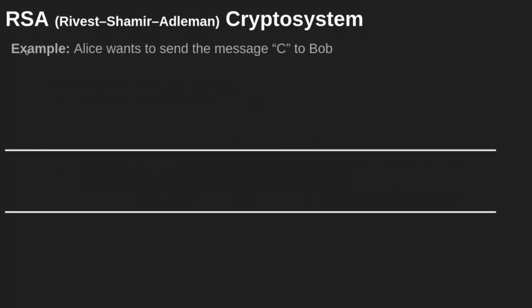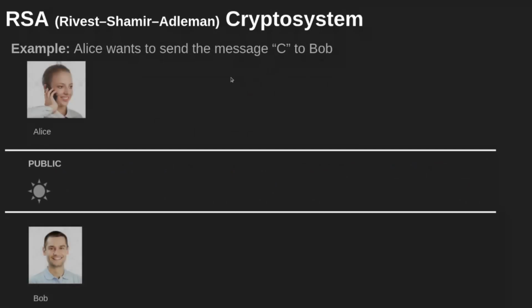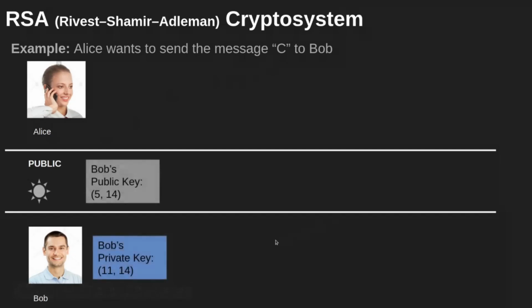So let's go through an example. Alice wants to send a message to Bob. She wants to send, let's just say, the letter C. So we have Alice and Bob in the public space. First thing Bob does is he publishes a private key and a public key. And in this case, we're going to say the private key is the two numbers 11 and 14, and the public key is 5 and 14. And these numbers have a very specific relationship with each other, and we'll see how to actually generate key pairs in the next slide.